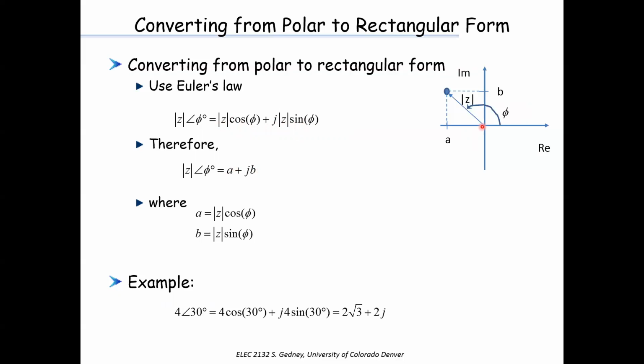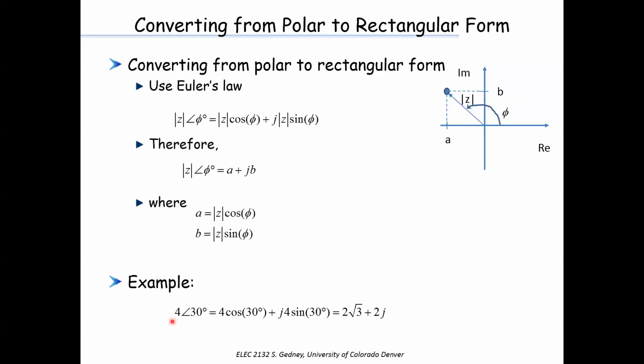If I think of that, cosine is the projection of phi onto the horizontal axis, right? Since this phi angle shown here is greater than pi over 2, that cosine is going to give me a negative number. So the magnitude of z times cosine of phi gives a projection a, which is a negative number in this case, on the real axis. The magnitude of z times sine phi gives a projection on the vertical axis. Hence, this is how I would convert my polar form back to the rectangular form.